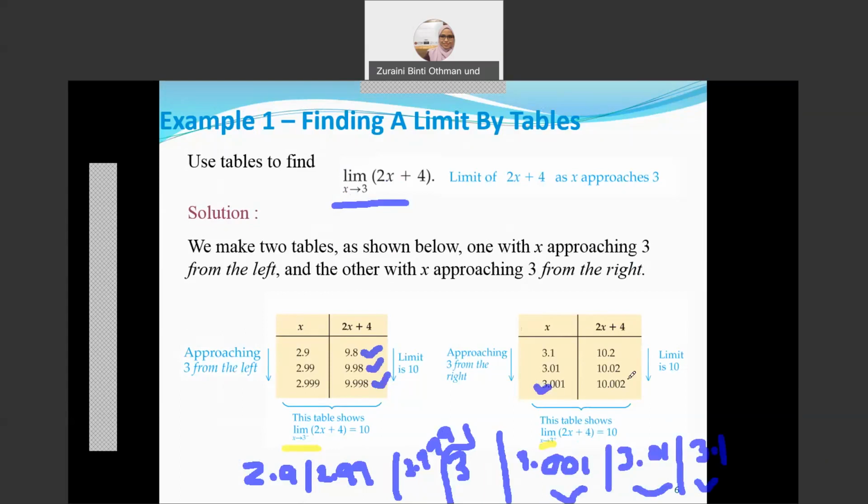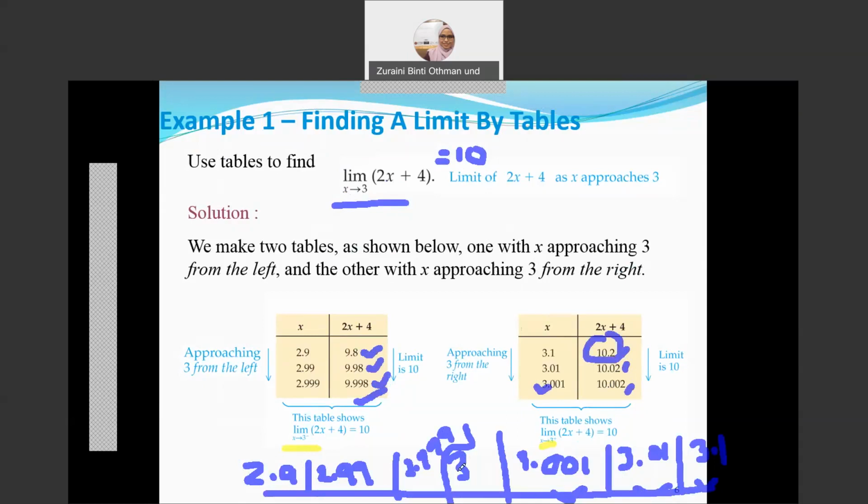dan lagi ialah 3.1. So kita cari setiap satu ni, kita cari value of fx dia. Nampak tak nilai dia? Yang 10.002 dan 10.02, 10.2. So kita nampak nilai dia menghampiri 10. Maksudnya yang ni semakin dekat dengan 10, yang ni juga semakin dekat dengan 10 juga kan. So we can conclude that limit here is 10.